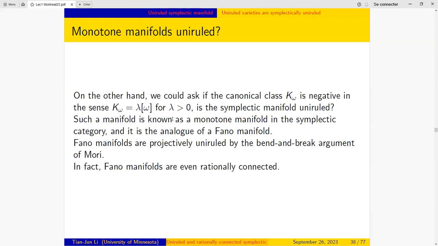Right. So I already mentioned these. These are the so-called monotone manifolds. In our geometry, the basic result is that a Fano manifold is projective uniruled. So you can produce rational curves from these assumptions on the canonical class, the positivity of the anti-canonical line bundle. The example is a line bundle. In fact, the Fano manifold is actually connected.